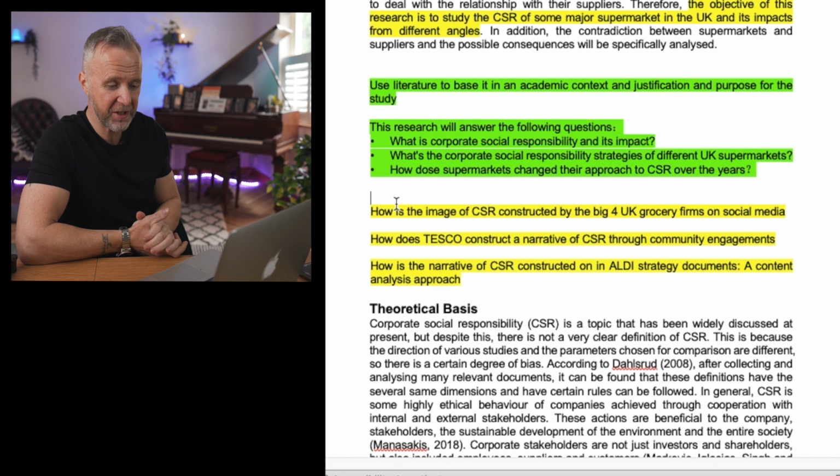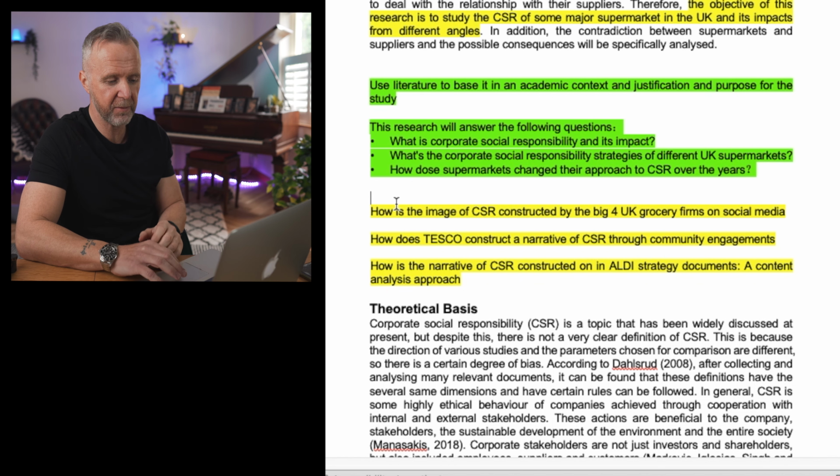So again, a better research title or question, because we're looking at the narrative of CSR, we're looking at a particular supermarket, we're looking at a particular location of strategy documents, and then we're also signaling a type of analytical approach that will be used. So much better in terms of creating definitive understanding.